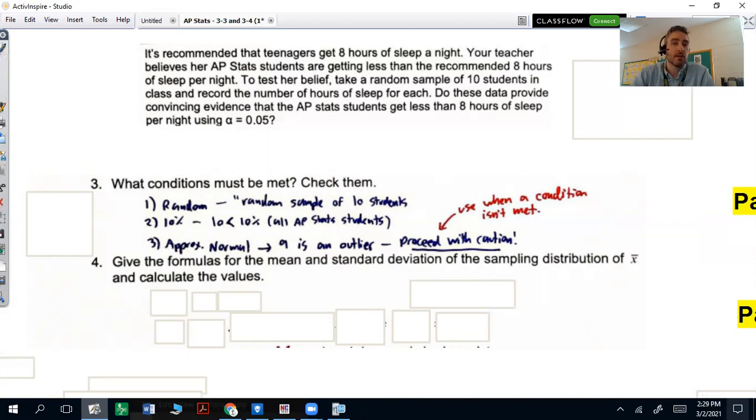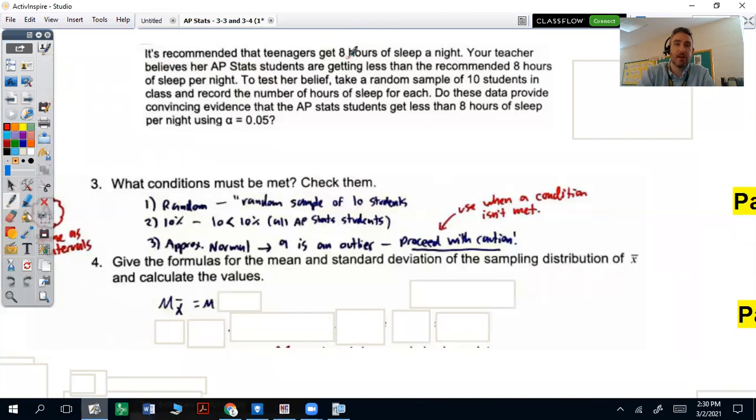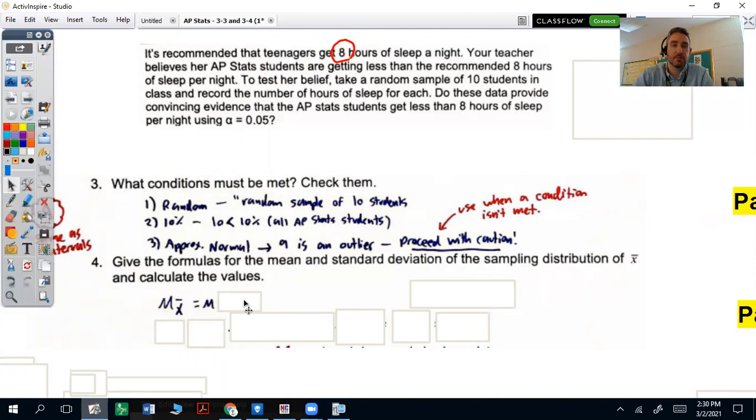Okay. So remember, this is your A, your assumptions, same as your intervals. Nothing's changed. So let's review those formulas. The mean of the sampling distribution is always equal to the mean of the population. Now, in a test, we assume the population is the null. So 8 hours of sleep is what we're assuming the population mean is right now. So that's what it's going to be equal to.